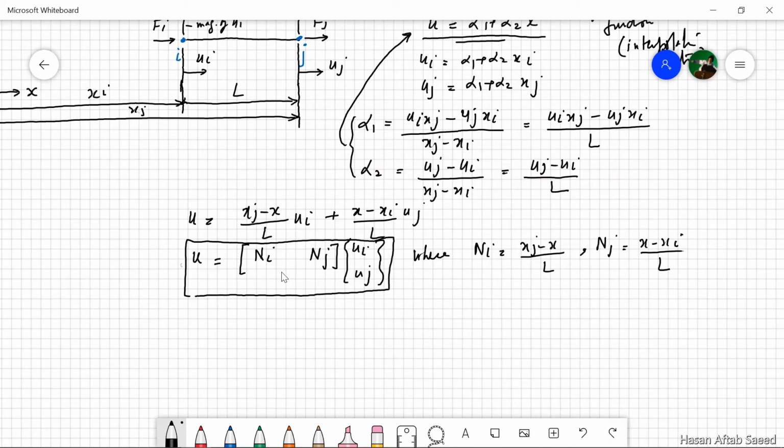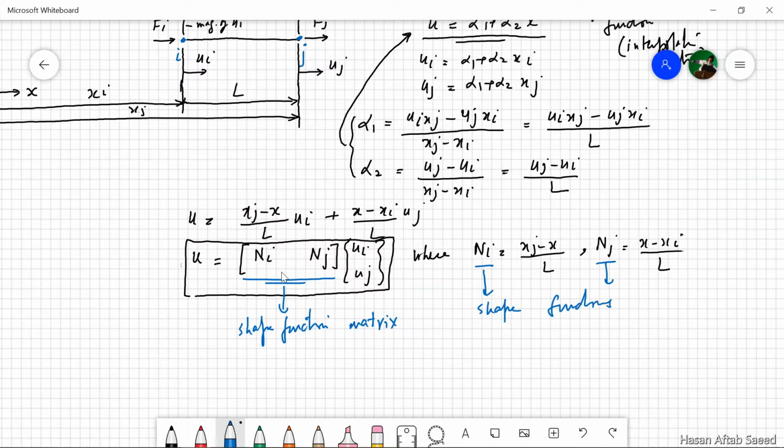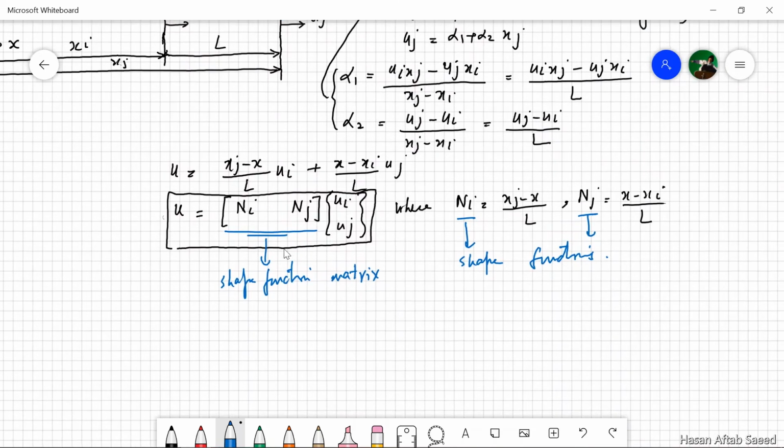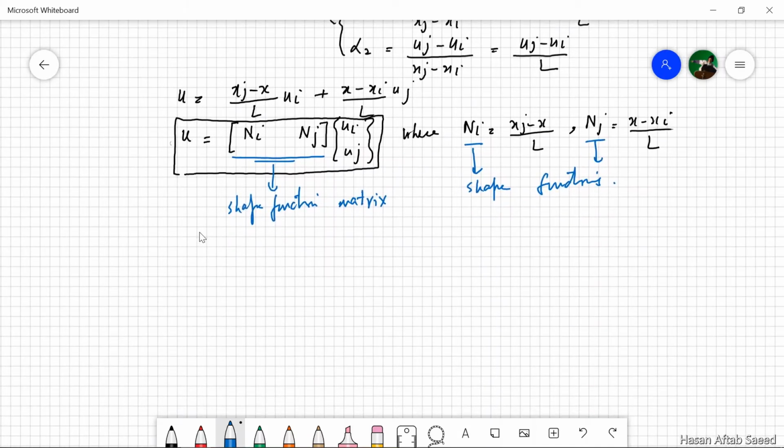This matrix is called the shape function matrix, and these Ni and Nj are called shape functions. So this shape function matrix basically transforms the nodal values of displacements to the general expression for u anywhere, which is valid anywhere in the element. Now this is the first step.